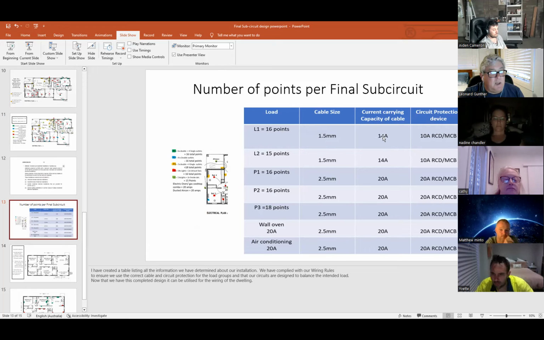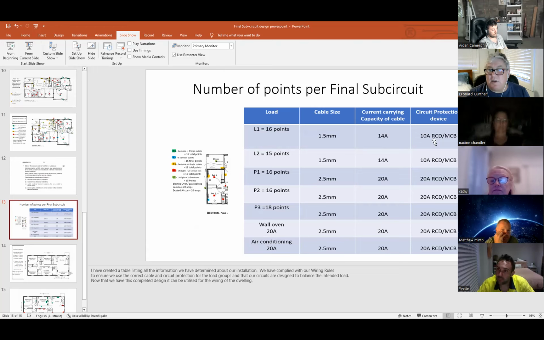We don't want to have a 14 amp current carrying capacity and put a 20 amp circuit breaker on there, because if we do that, it'll try and draw 20 amps if it can. And if it can, it'll heat up the cable and melt the cable. And that's what most electrical fires are. People use the wrong size fuse wire. And what happens is, on a light circuit, they put a 20 amp fuse wire in, and then it overloads and starts to melt the cable.